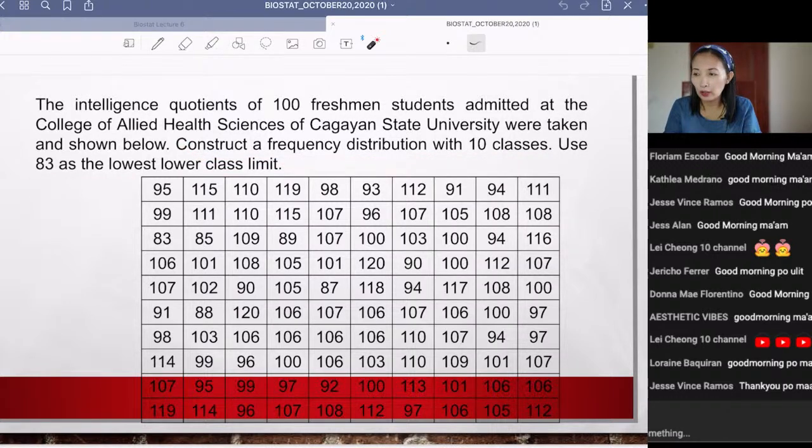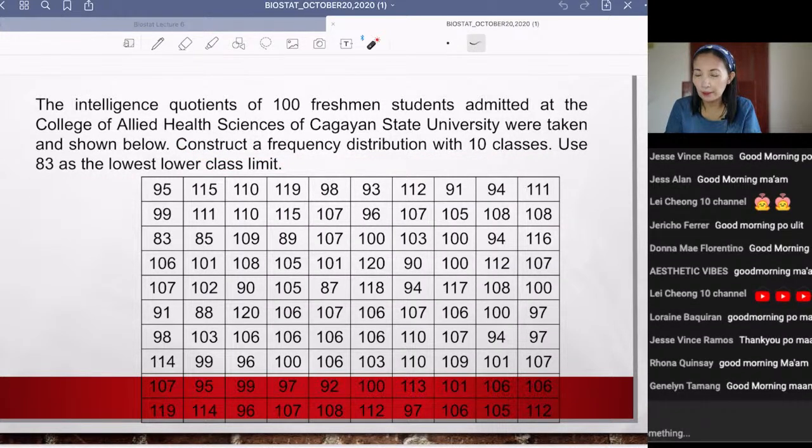Although we did this manually before, let's show how this can be done using Excel. I'm going to show you two ways. There are two ways by which we could come up with a frequency distribution table, a histogram, and a frequency polygon using Excel. So I'm going to copy the data set and paste it in Excel.